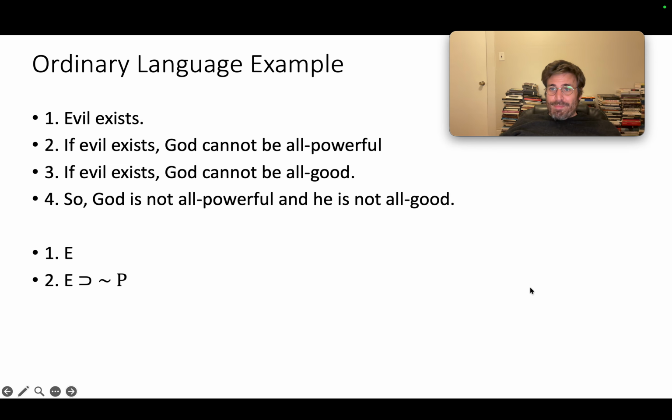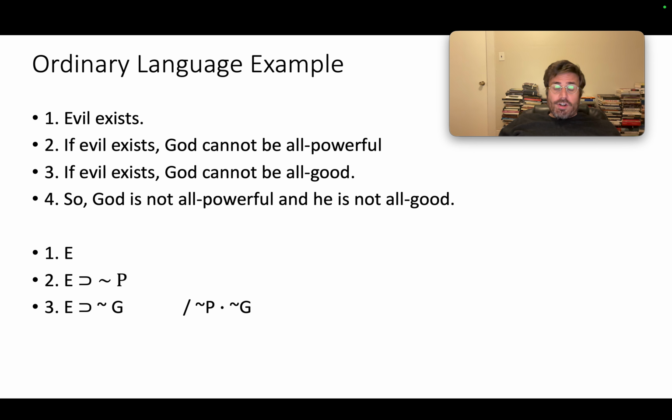Proposition 2, it seems to me, is a conditional. If evil exists, God is not all-powerful. So to be all-powerful, I'm going to symbolize with P, and we have the negation of P as the consequent. So premise 2 reads, if E, then not P. In line 3, we have another conditional, right? If E, then not G, where G stands for being all good. And so in this case, the consequent would be not G. If evil exists, then God is not all good.